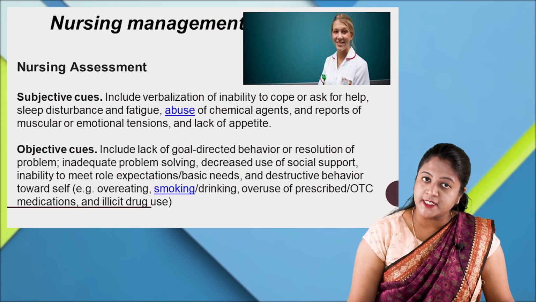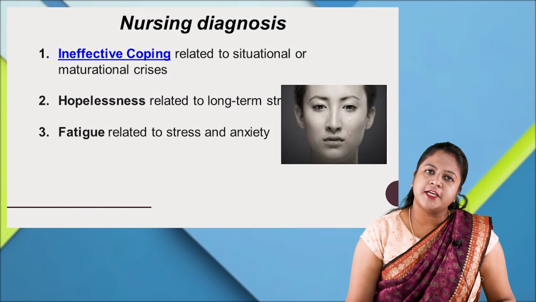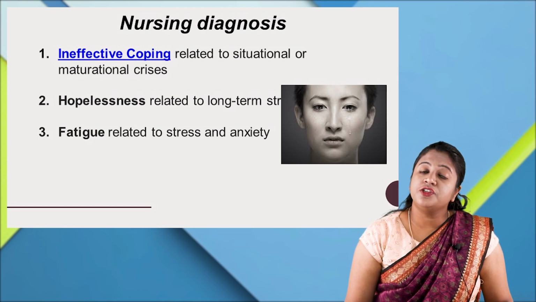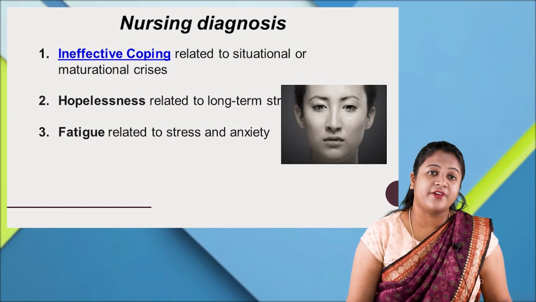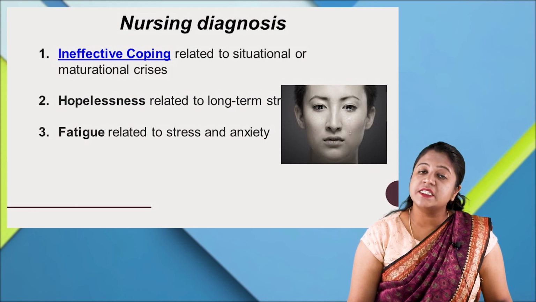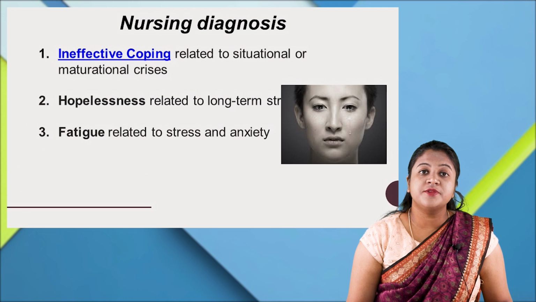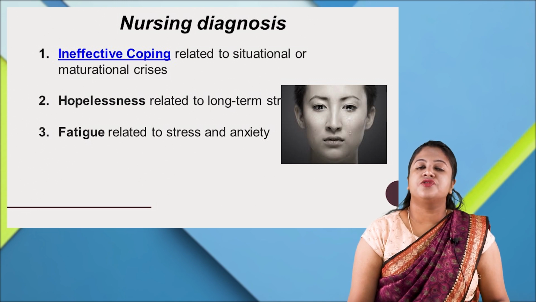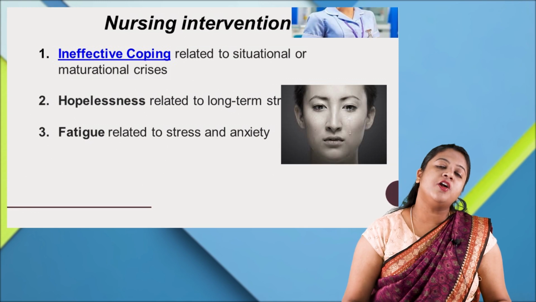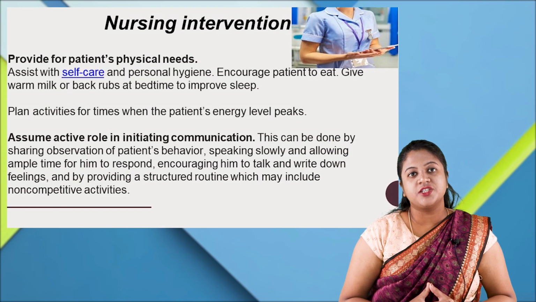Moving on to the nursing diagnosis. A few diagnoses that you can state are ineffective coping mechanism related to situational or maturational crisis. We have the second nursing diagnosis as hopelessness related to long-term stress, and fatigue related to stress and anxiety. These are a few nursing diagnoses you can state. Moving on to the nursing interventions in general.